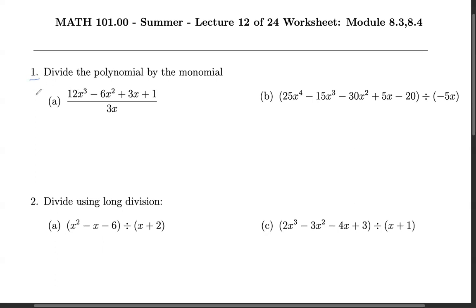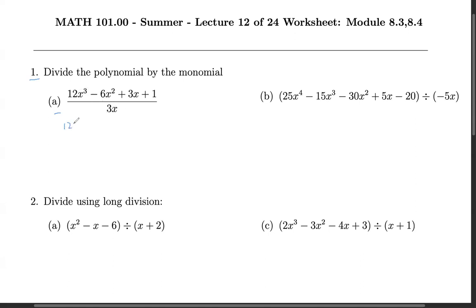So let's see the first question. So A, we see the numerator is a polynomial degree 3. The denominator is a polynomial degree 1. So the quotient should be polynomial degree 2. The numerator will have 4 terms: 12x cubed, negative 6x squared, positive 3x, and 1. The denominator will only have 1 term. We just divide each term in the numerator by the denominator.